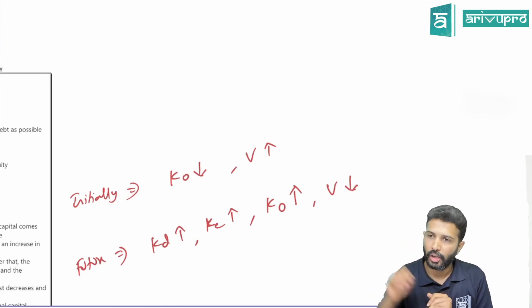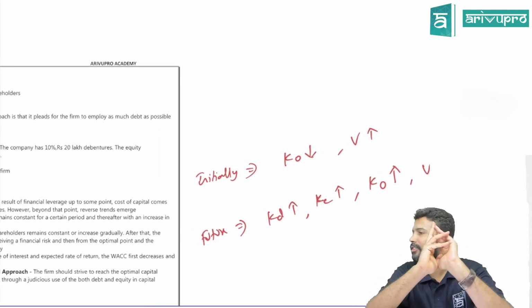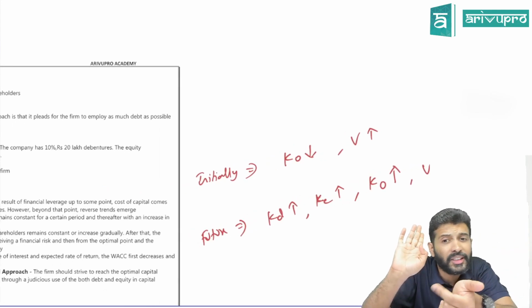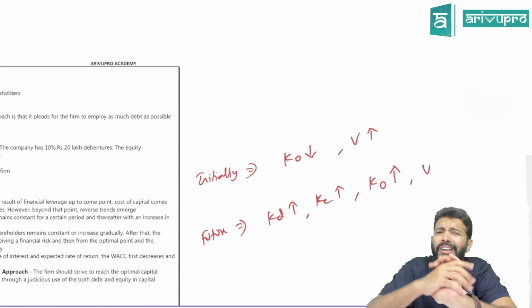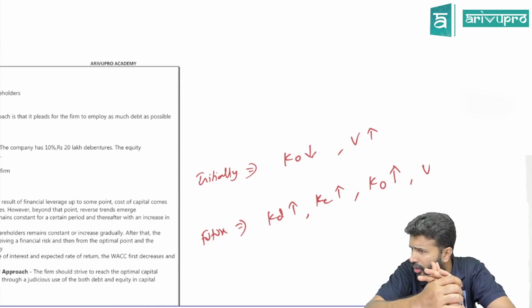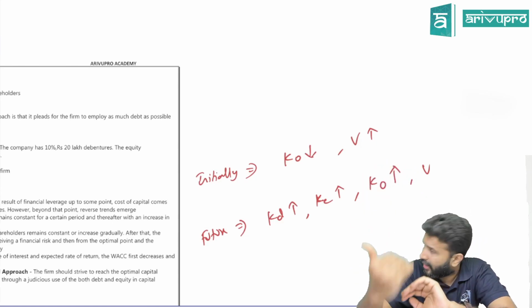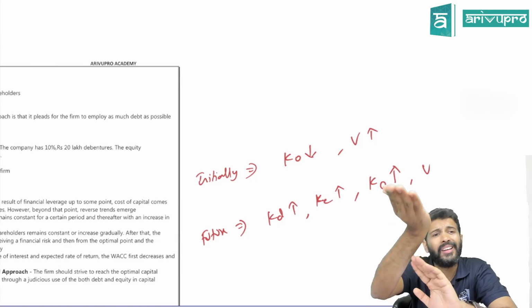Yes sir. So what is the simple idea of the traditional approach? What does it acknowledge? That yes, debt is cheaper. So up to a certain level, if you go on borrowing debt, since debt is cheaper, your overall cost of capital will reduce. Hence the value of the firm will increase.